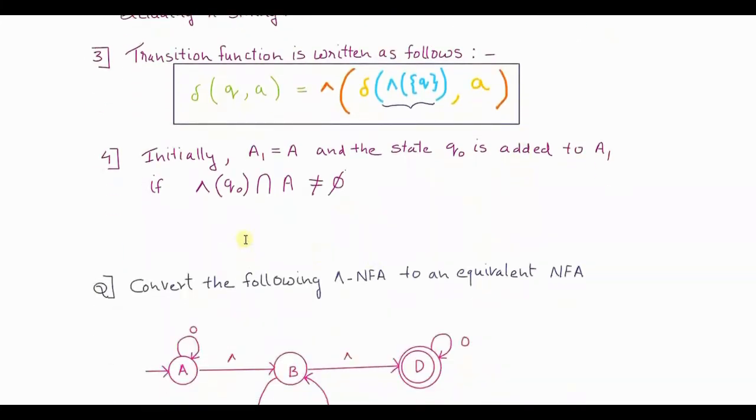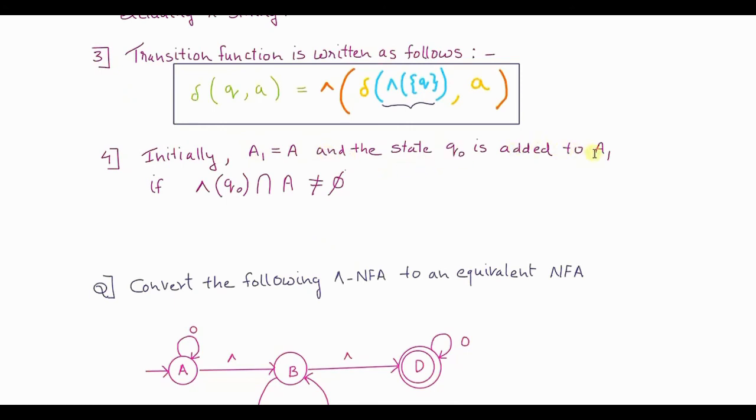And finally, see here, initially A1 is equal to A. What is A and what is A1? A1 is the set of final states in the resultant NFA, the NFA that you're designing, and A is the set of final states in the given ENFA or null NFA. So initially we are assuming that the final states of the resultant NFA are the same as the final states of the given ENFA.